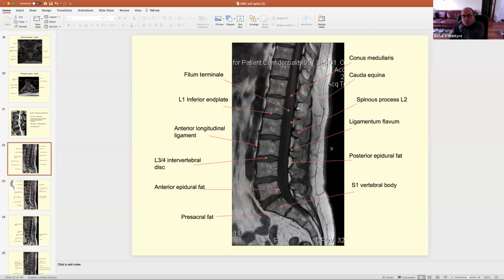So again, you've got the structures, you've got the conus medullaris, and then you've got the cauda equina, the ligaments, filum terminale, which is just like an anchor to the cord, okay, or to the thoracic cord. And then you've got many of the structures that you saw earlier, okay, in the thoracic spine.